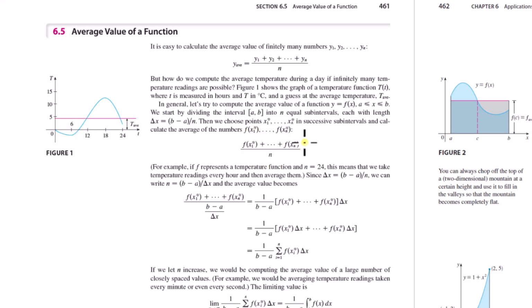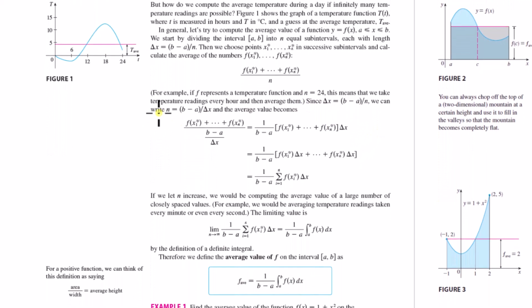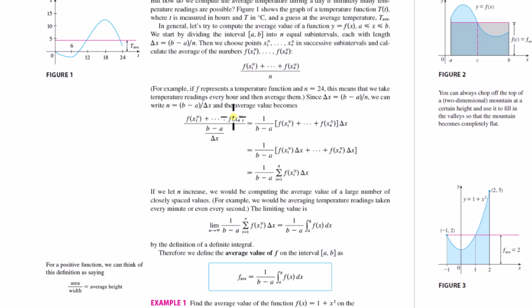Okay, so let's continue to develop this. Since delta x is equal to b minus a over n, we can write n is equal to b minus a over delta x, and the average value becomes, so they substitute n here, 1 over b minus a, the sum of the function values evaluated within each interval, times delta x. The delta x comes from here. Now they bring the delta x into this sum, and they do that because now you can recognize what this is. This is the sum from i is equal to 1 to n of f of xi star delta x. That's an integral.